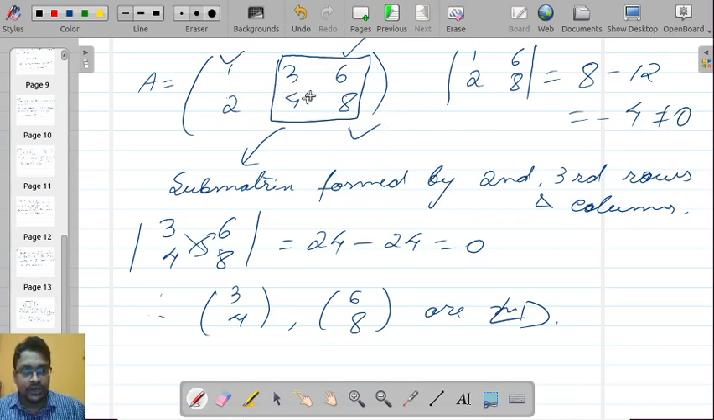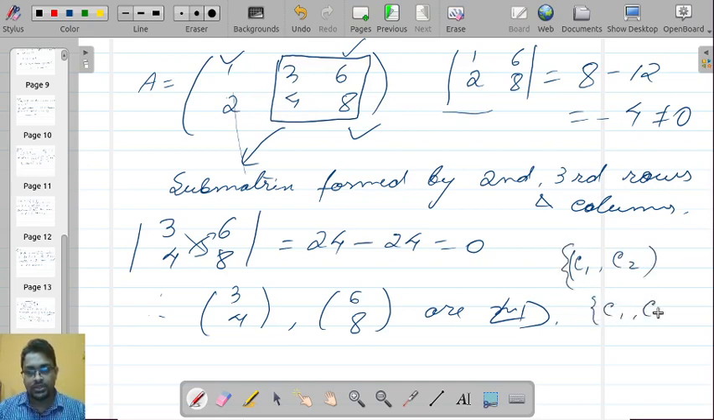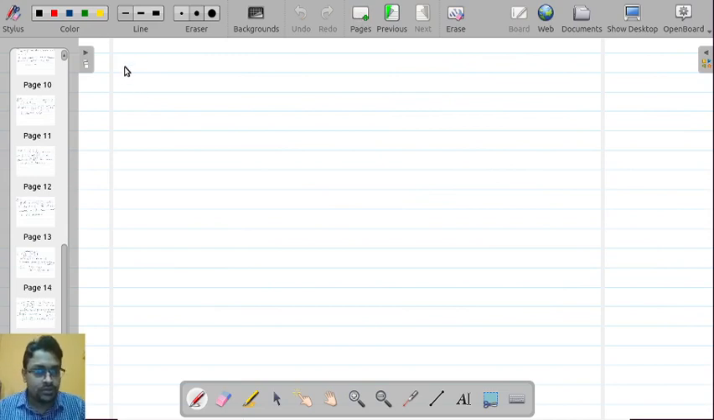So how many linearly independent columns can we choose, or how many 2x2 submatrices can we choose which are linearly independent? We can choose the first column and second column, and another pair is the first column and third column. The pair consisting of C1 and C2 is linearly independent, and the pair consisting of C1 and C3 is also linearly independent. So that way we can proceed.